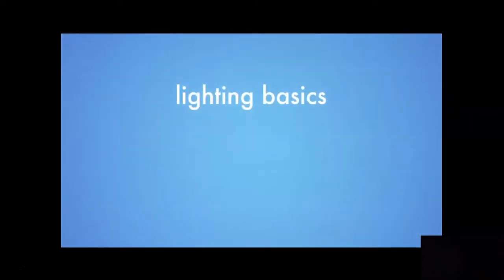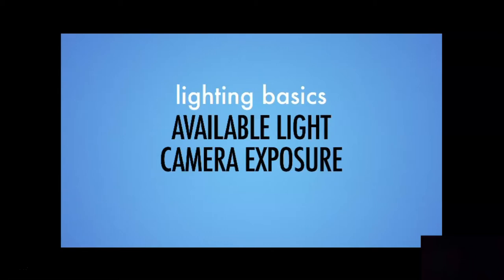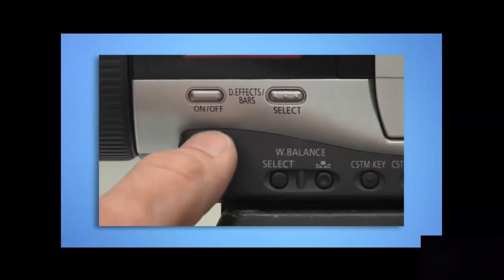Here are the 2 things you need to consider when it comes to light. Number 1, how much light is available to you? Number 2, how much light am I letting into the camera? Some things are just too dim to shoot. In this case, you'll need to bring a light. But some things are already bright enough. You just need to adjust your camera to let more or less light into the camera.